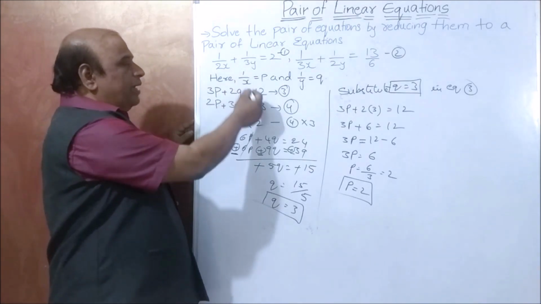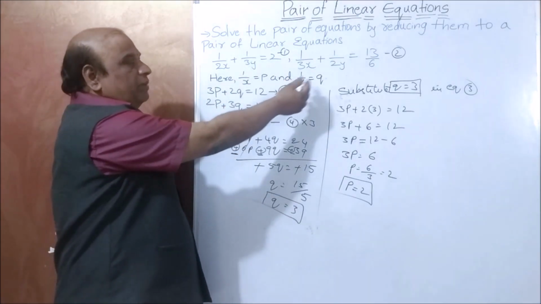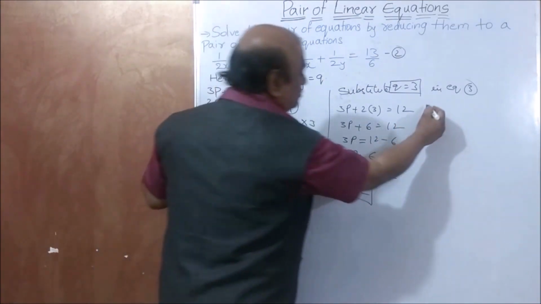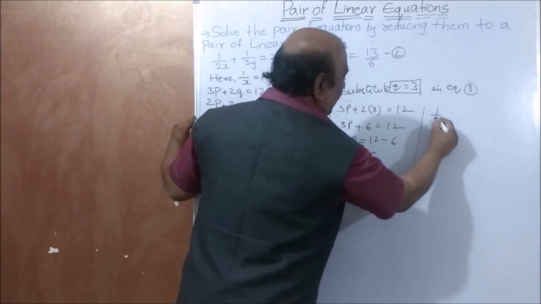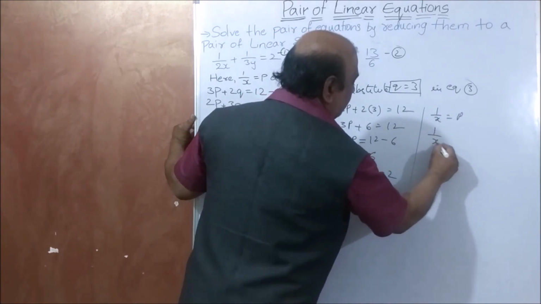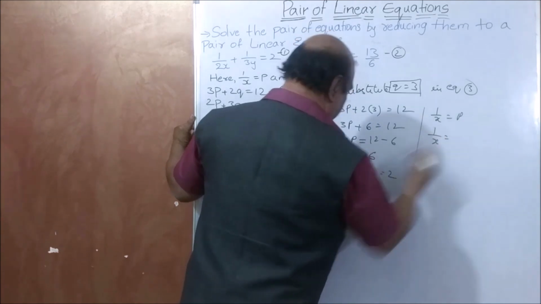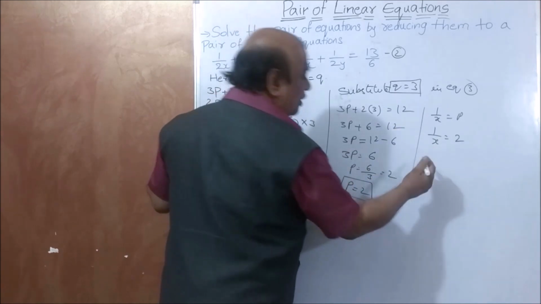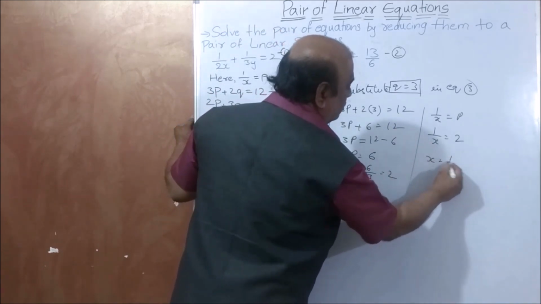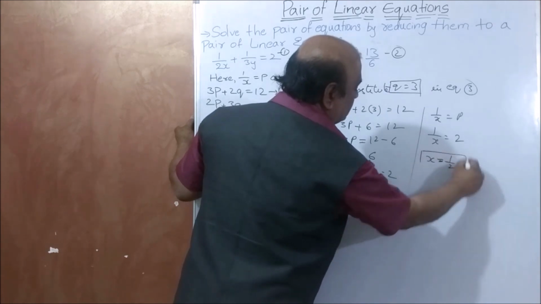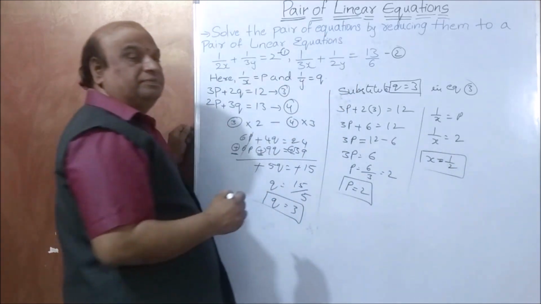Now, we assumed 1 by X is equal to P and 1 by Y is equal to Q. Now, 1 by X is equal to P, what is the value of P here? 2. We take reciprocals, then X is equal to 1 by 2. We got X is equal to 1 by 2 here.